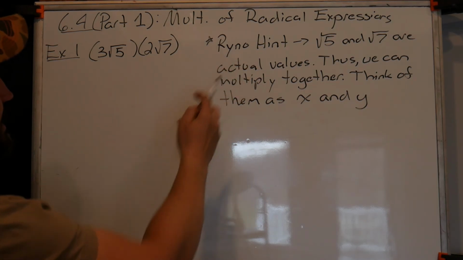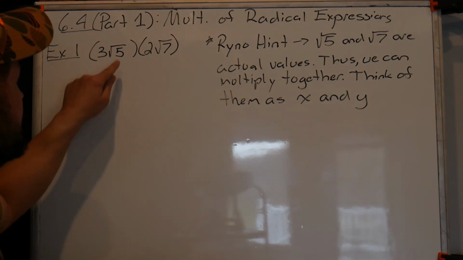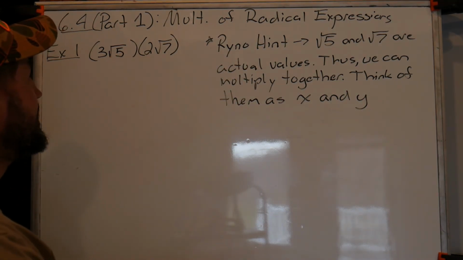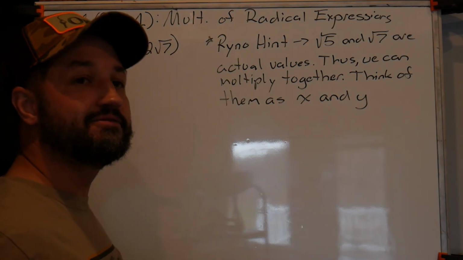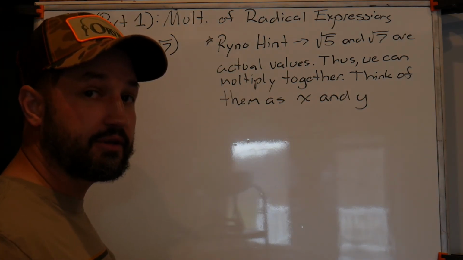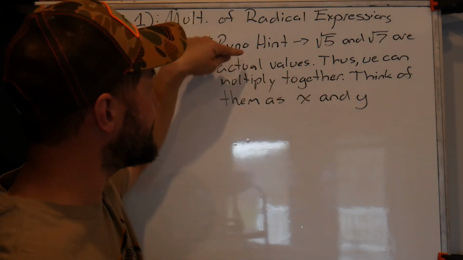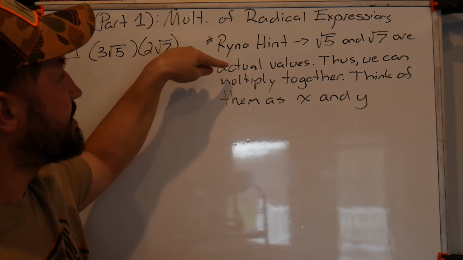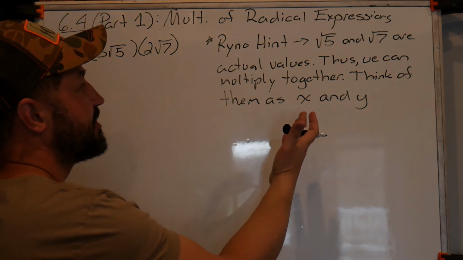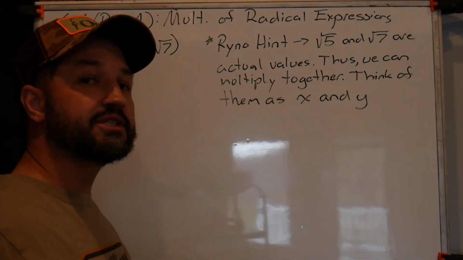So my little hint here for multiplication, don't let the radicals throw you off. Know that square root of 5, that's a value. Again, you plug it in the calculator, you get an answer. Same with square root of 7. You can think of them as actual values. Thus, we can multiply them together. You can think of them as an x and a y.